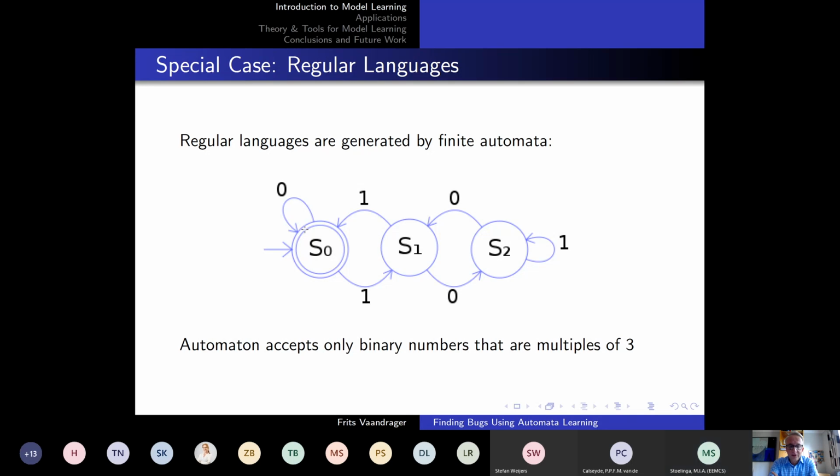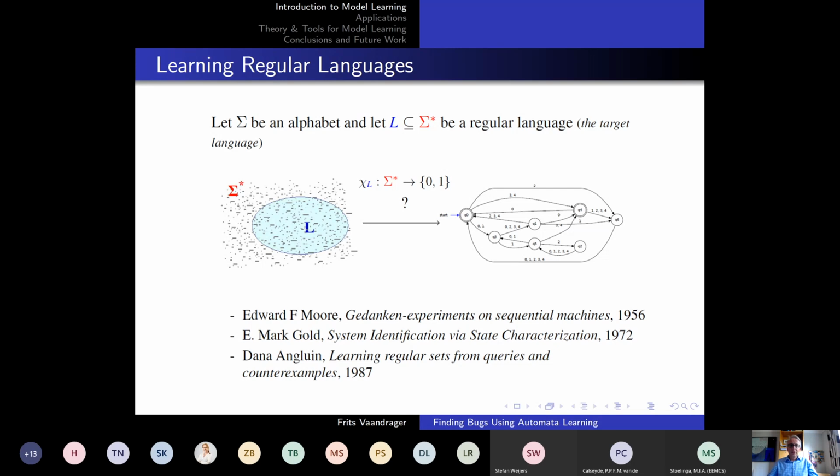So this is an infinite set of words, and so we can play this game of machine learning. We can consider the task where you are presented with a finite number of words, and then the task is to come up with an automaton like this. So that is a classical problem in computer science.